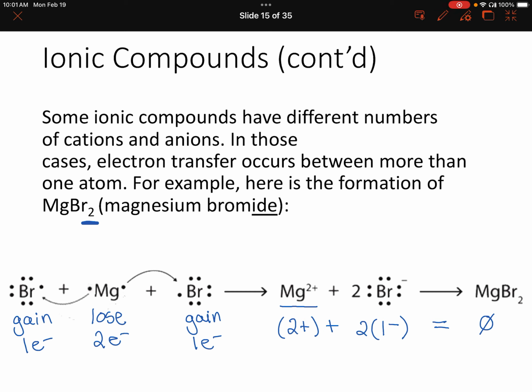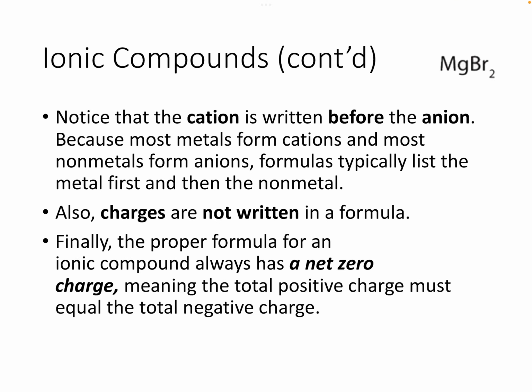All right, so let's just go over a couple of things here. So notice that the cation, which is the positive ion, is written before the anion, which remember is the negative ion. So in this case, magnesium was the positive, so it goes before bromine, which was the negative charge.